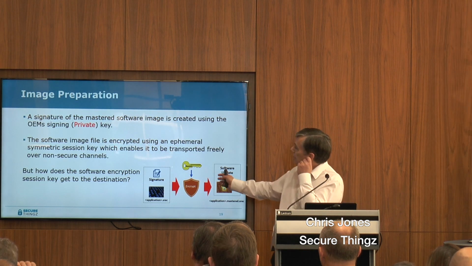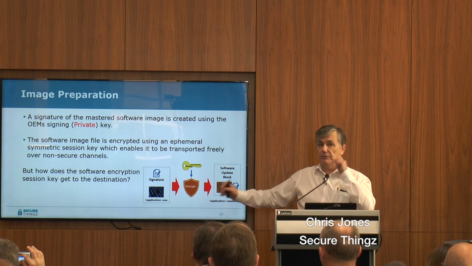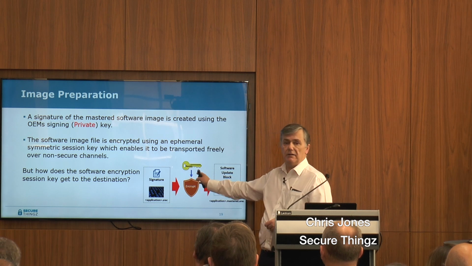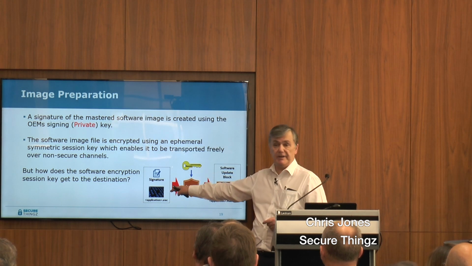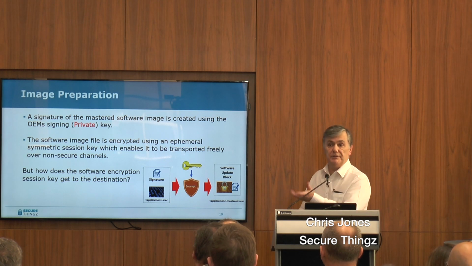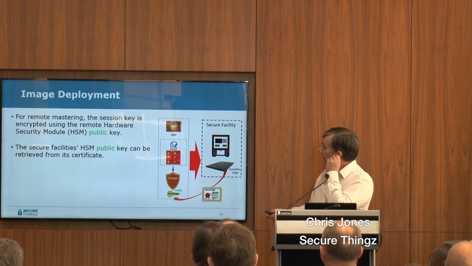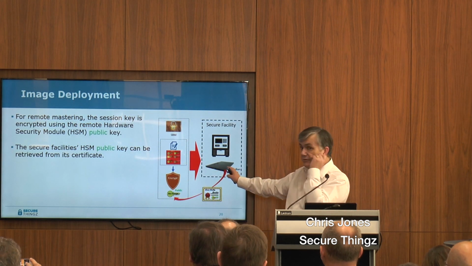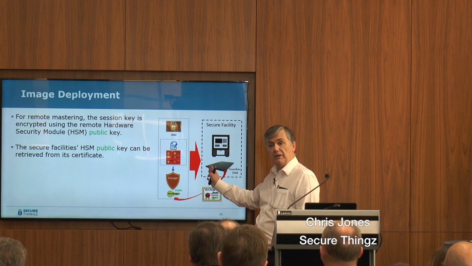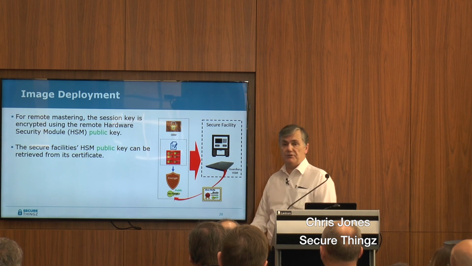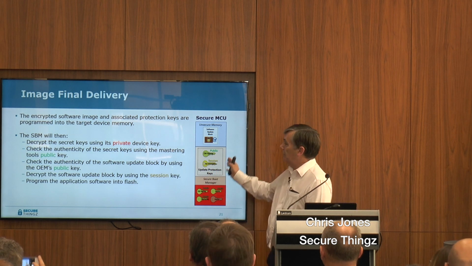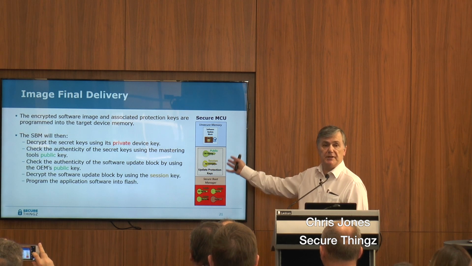What you do here is you sign the software. So once you've actually put it into a blob, you can encrypt it with an ephemeral session key because it's a large amount of data. And this allows you to then securely transport it to wherever it is going to be programmed. Again, with the remote mastering, you take advantage of the HSM. Using the public key of the HSM, you can transport the image, this software, to a secure facility for programming. That's to the HSM.